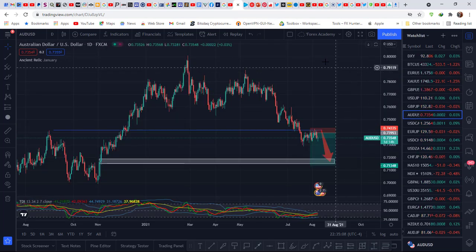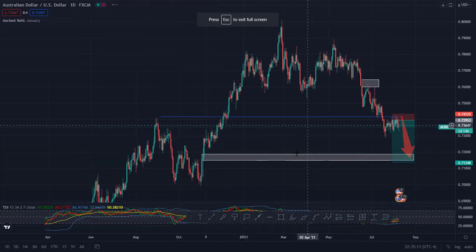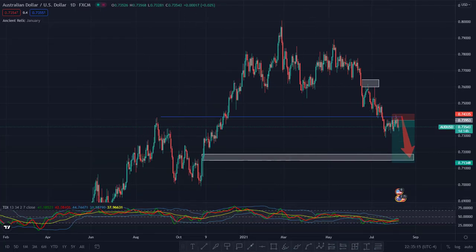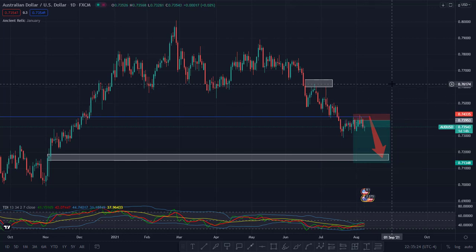Here we are. We had a sharp move on the bullish side as a stop hunt. We had that stop hunt there on Tuesday, if not Wednesday, and then we started to see the market dropping. I'm also bearish on this pair, guys, and then I'm expecting the market to test this area that I've identified.